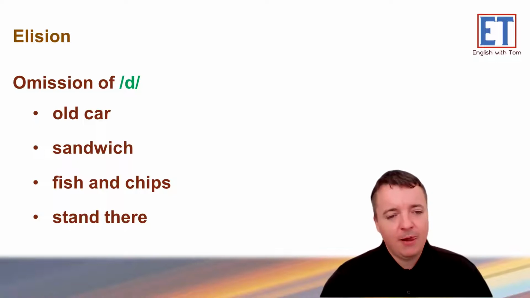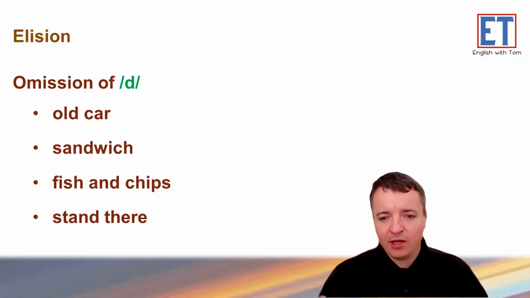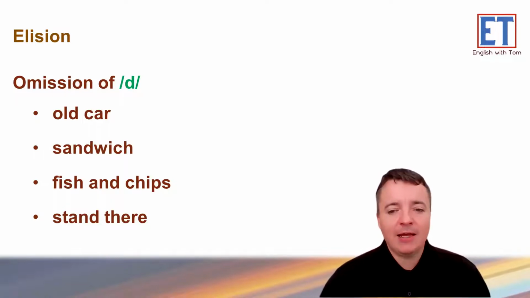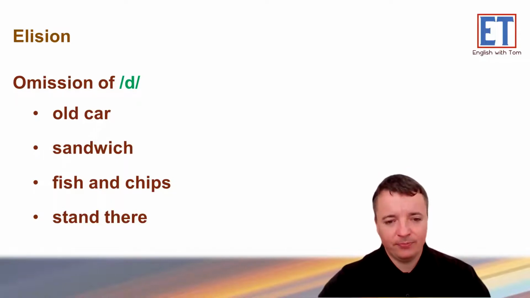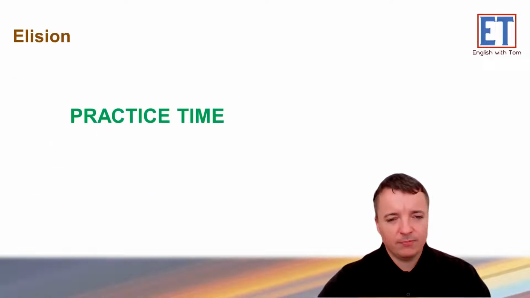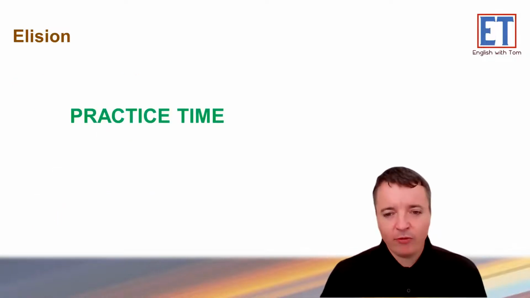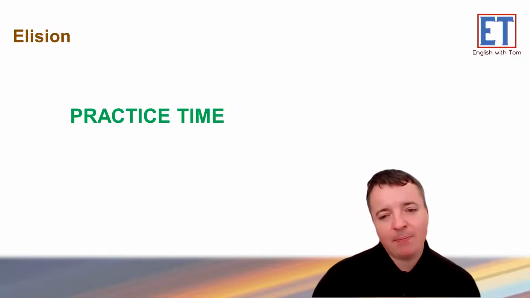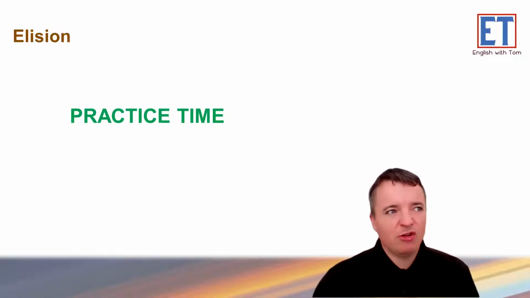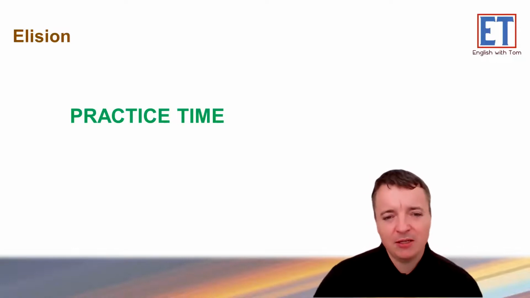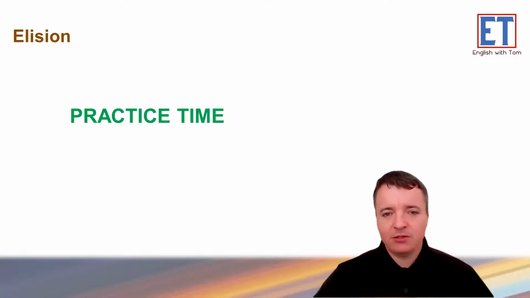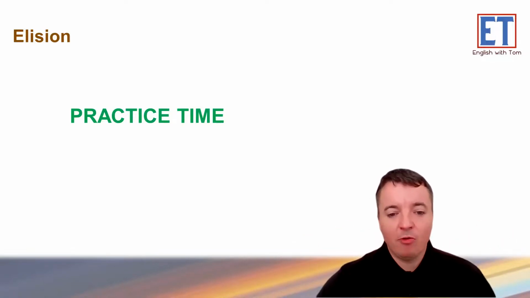Again, pause the video. Pronounce these words, these phrases, and see if you can omit, elide the d sound. There you go. Okay, practice. As with all the other connected speech videos, this often happens when people are speaking quickly, or not just quickly, but at natural speed. So at natural speed, these sounds are often omitted.